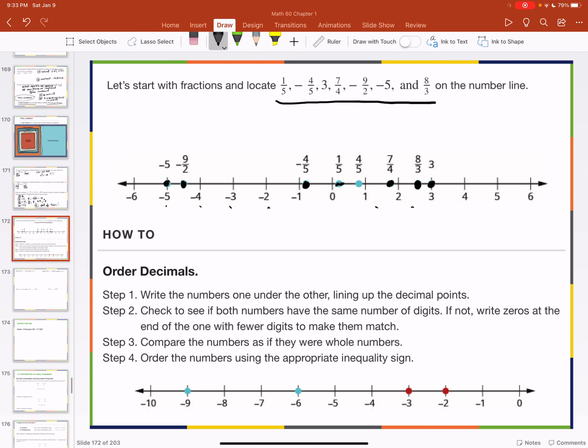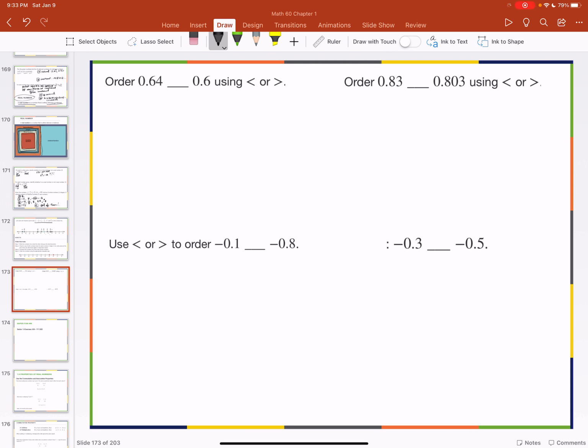So let's do some. Let's say we want to order 0.64 and 0.6. So which one's bigger? We have 0.64 and then we have 0.60. So this would be bigger, right? 64 cents is bigger than 60 cents. Let's see here, we have 3 places and we only have 2. So we're going to write this as 0.830 and then 0.803. If we just look at them as if they were whole numbers, this is bigger.